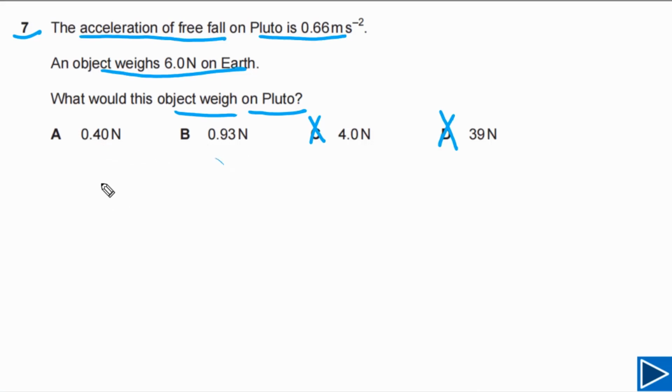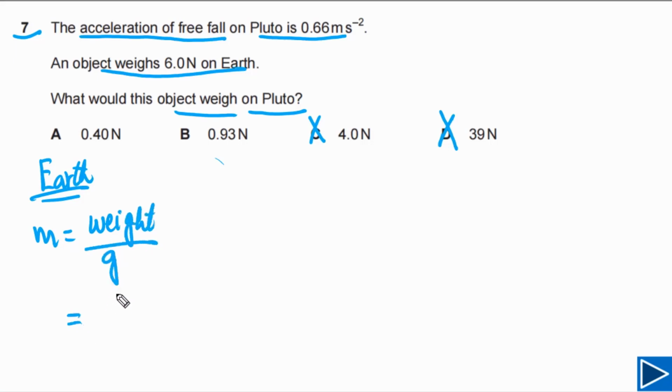The second point we need to understand is that the mass of the object remains the same. It doesn't matter wherever the object is in this universe, mass does not change. So first of all, we need to find the mass, when the object is on Earth. Mass will be equal to weight of the object divided by the value of g. In this case, we have weight equal to 6.0 newtons, and we divide by g, which is 9.81. You have to use 9.81, not 10. If we divide by 9.81, our answer will be 0.61233. So this is the mass of the object.